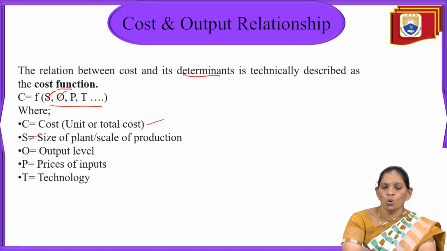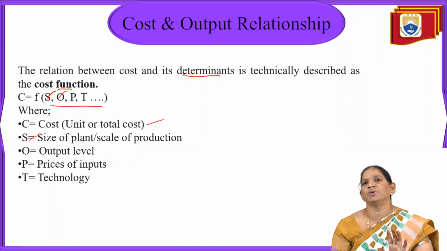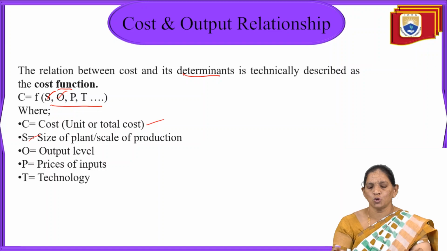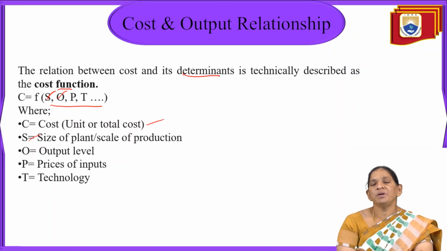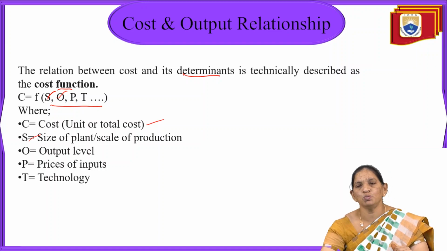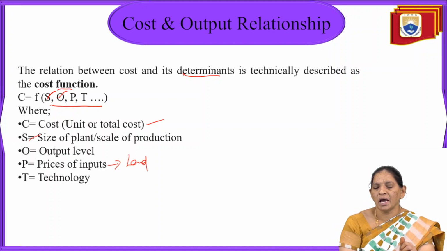When it comes to O, it is called the output level. For small scale production, what amount of output are we getting? For medium scale, what amount, or for larger scale, what amount of output? The relationship with the achieved output levels is to be given. Next, P is another determinant on which the cost function depends, which we call the prices of inputs. As we know, the inputs of production are like the price of land, labor, capital, machinery.